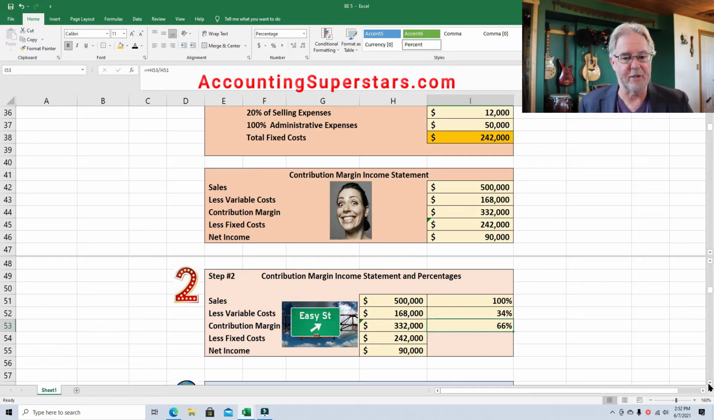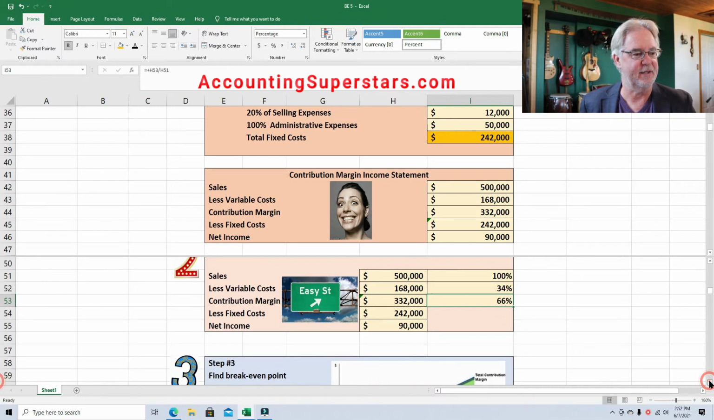So coming down here, now folks, before I leave this, don't skip this step. Always find the percentages because they are the key to the problem, all right? We need these percentages. It's not extra busy work. So let me get the spreadsheet ready for the next section.